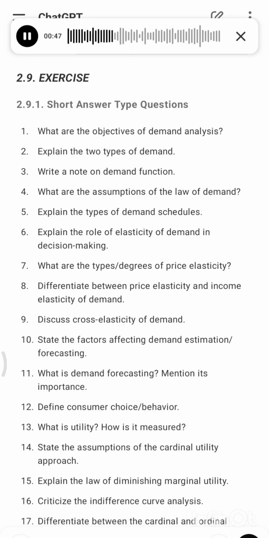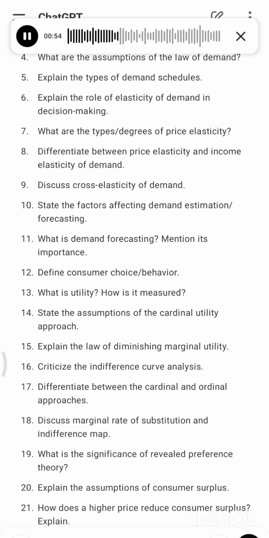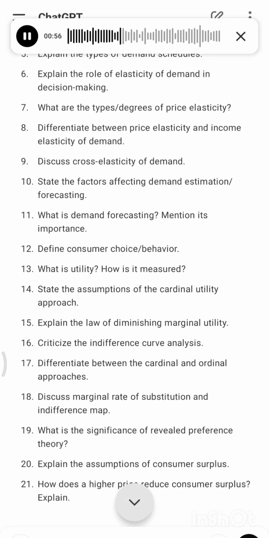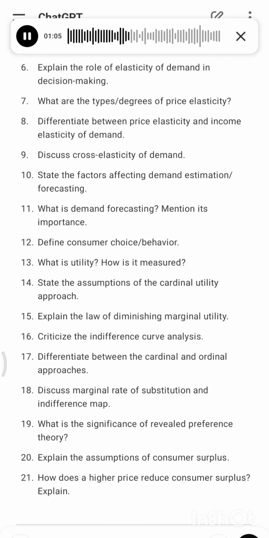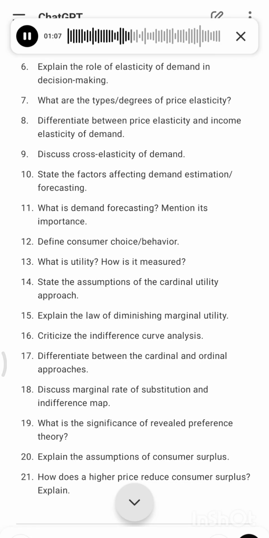14. State the assumptions of the cardinal utility approach. 15. Explain the law of diminishing marginal utility. 16. Criticize the indifference curve analysis. 17. Differentiate between the cardinal and ordinal approaches. 18. Discuss marginal rate of substitution and indifference map. 19. What is the significance of revealed preference theory? 20. Explain the assumptions of consumer surplus. 21. How does a higher price reduce consumer surplus? Explain.